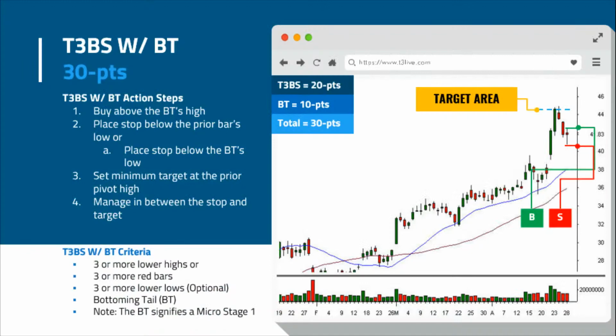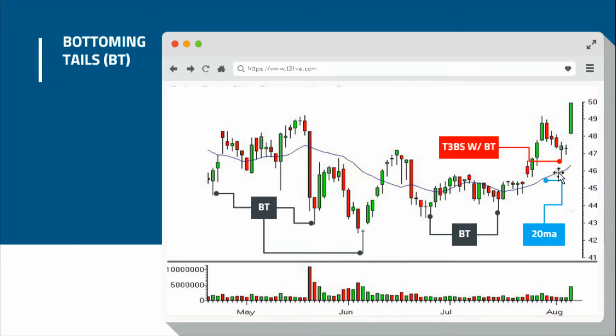10 extra points. This is a bottoming tail. Notice we had 3 red bars, and the bottoming tail itself was the 3rd bar. That's okay too, as long as we have 3 red bars or 3 lower highs. In this case, we had 3 red bars, the last bar being a bottoming tail. Now, it wasn't really in the right location, so here's a better one. That's a better location at the rising 20. And notice the bottoming tail. The buy setup triggered through a gap, which makes it even more powerful when the buy setup is ignited through a gap.